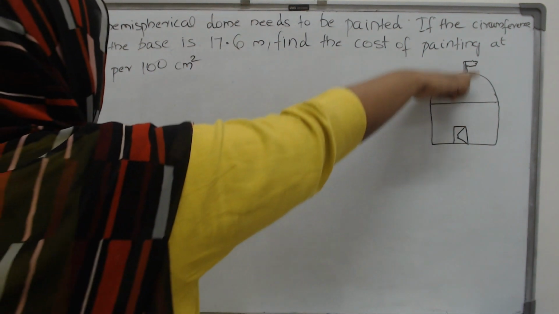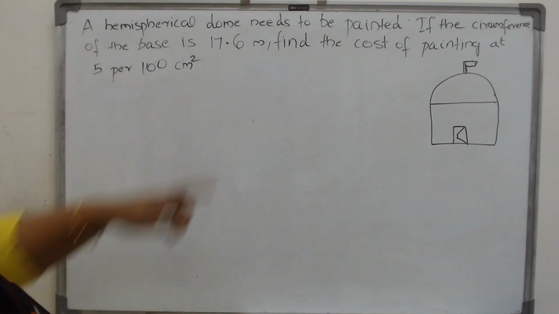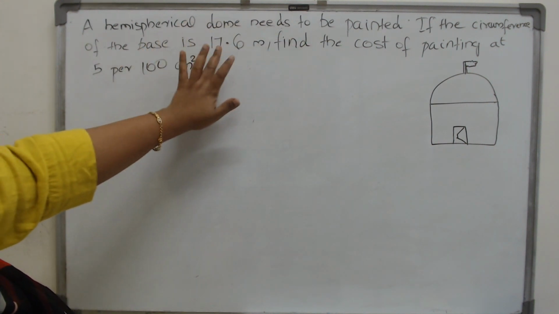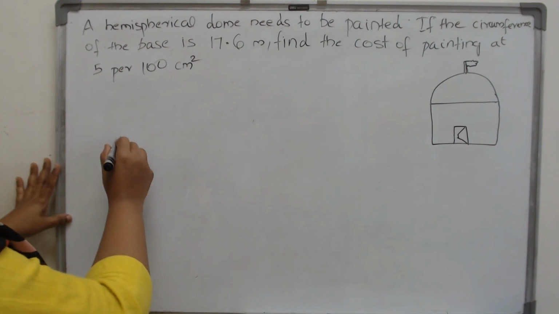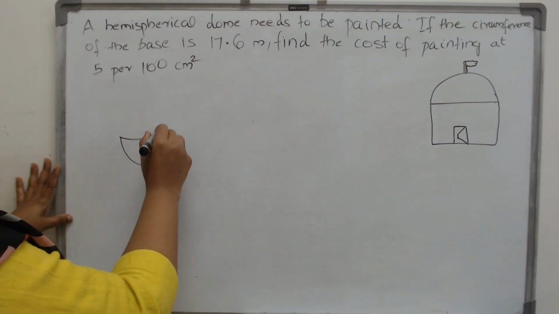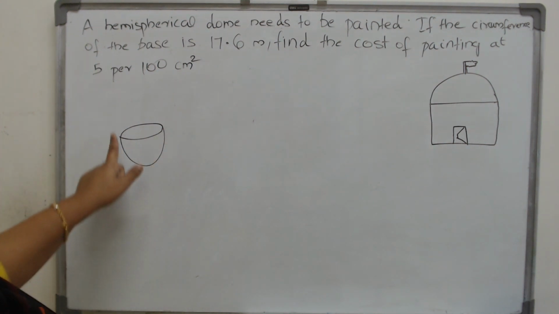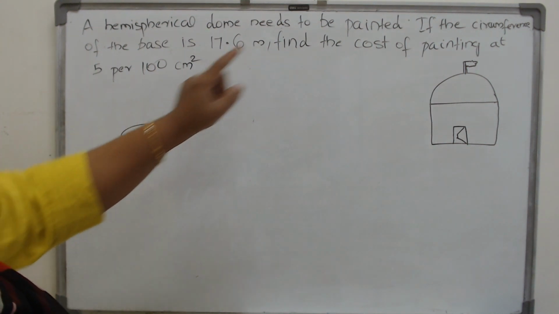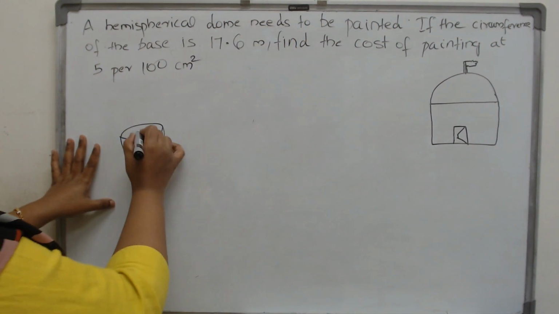A hemispherical dome needs to be painted. That means worry only about this. You don't have to worry about this. And what is given? Its circumference is given as 17.6 meters. Now, how does a hemisphere look like? It looks like this. What all does it have? It has a curved surface and it has a base. Now the base of that circumference is given as 17.6.